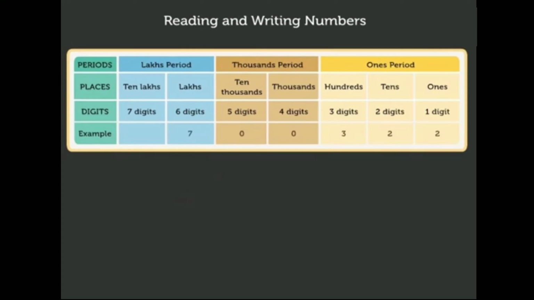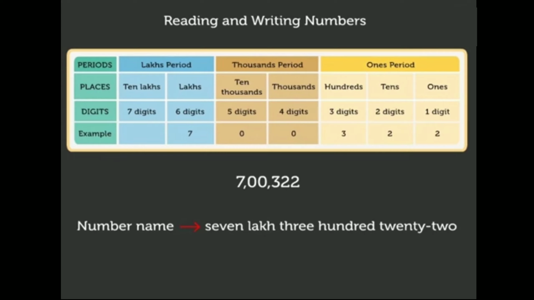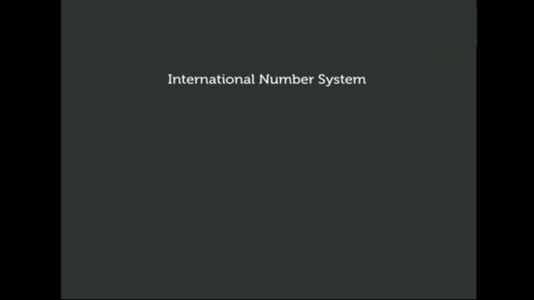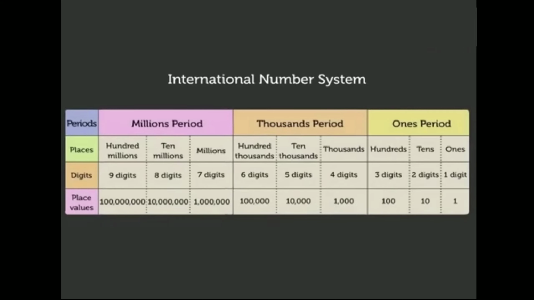Let us try one more example. We write this number 7,00,322. Did you notice here? We did not read the zeros, but we did write them to show the place values. Now we will understand the international number system, that is used worldwide.